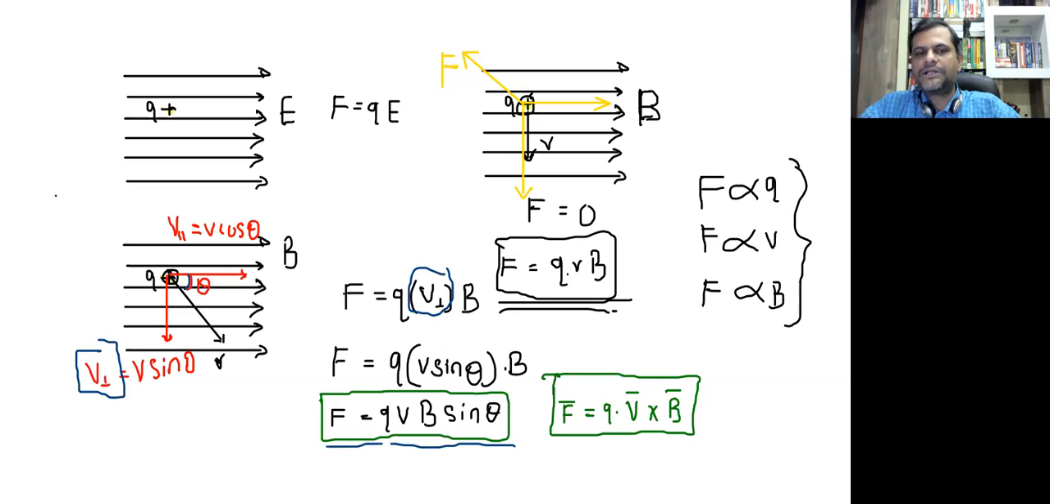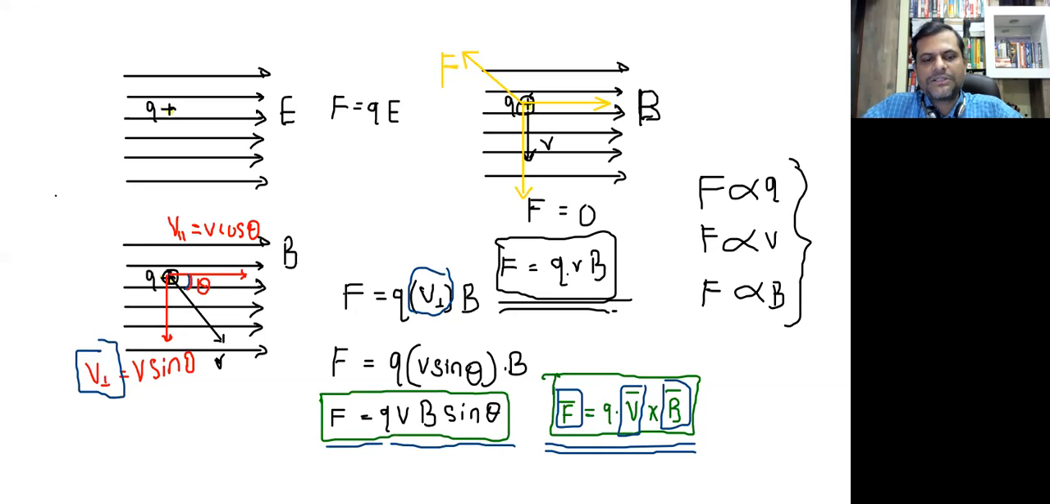This can also be expressed in vector form like this: F is equal to q times v bar cross B bar, where v bar is the vector along which the velocity is, and B bar is the vector along which the magnetic induction is. The cross product of these two, v bar and B bar, multiplied by q, gives F bar. Okay, so we have to remember this.